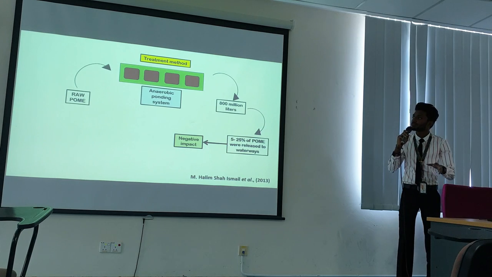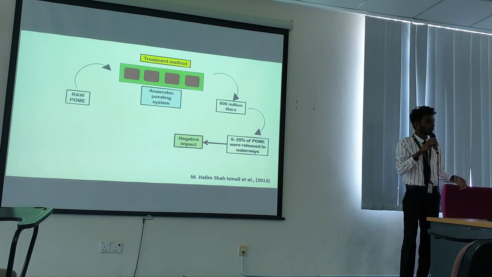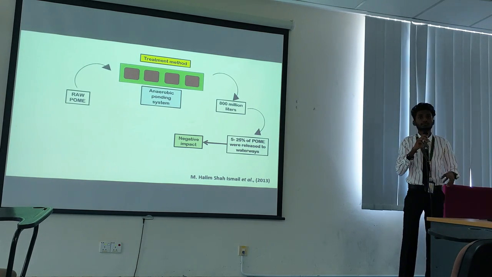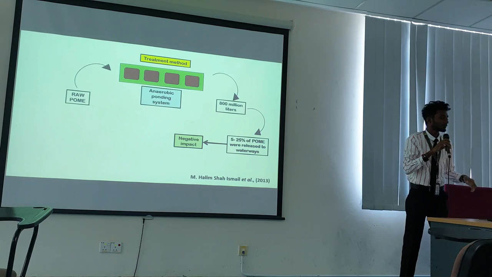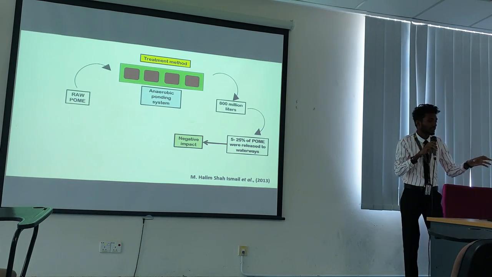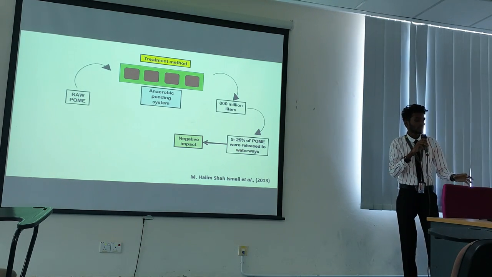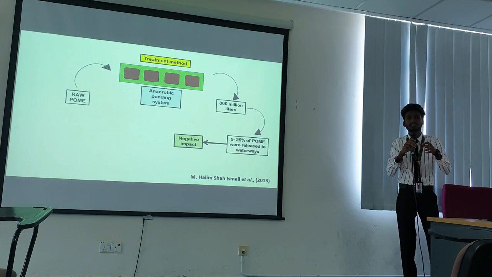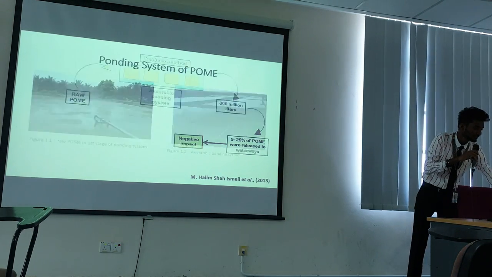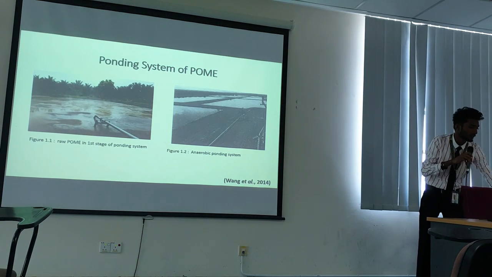Basically, we know that the palm oil effluent released from the factory will undergo an anaerobic ponding system, which is a treatment method to purify the palm oil effluent. And from 100% of the raw palm oil effluent, after the purification, 5 to 25% of palm oil effluent is released to the waterways, but it still gives impact, which is stated by M. Halim Shah. This is how the ponding system of palm oil mill effluent looks like.